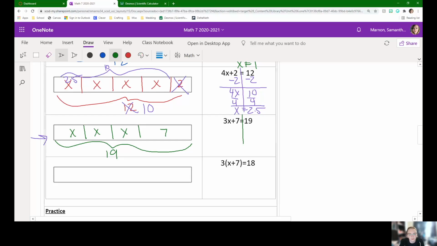So I'm going to try doing it just on the equation this time. And if you need to follow along on the diagram to help you, please do so. So I need to get rid of this 7 first, which means it's going to be left with just these 3 X's. So on the equation, when I take away 7 on both sides, we're left with that 3X, and 19 minus 7 is 12. Now I can divide by 3 on both sides, and we'll get X equals 4. So we know that this was 12 and each X was 4.